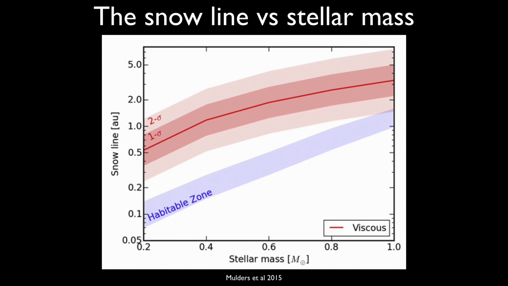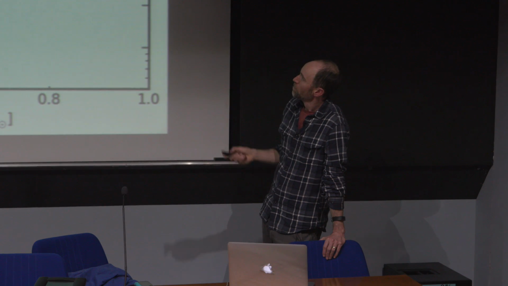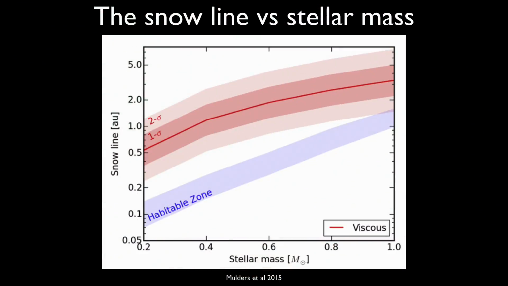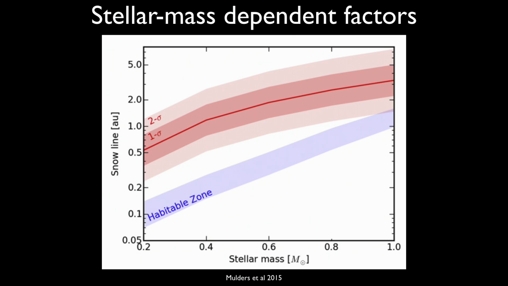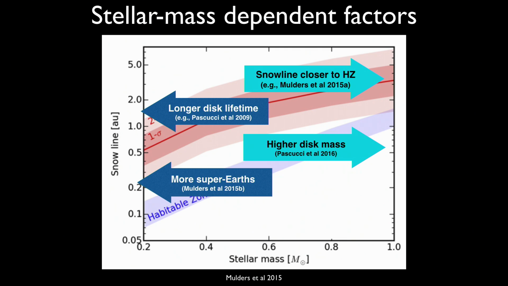So some of the factors that matter are that, like I said, for higher mass stars, the snow line is closer to the habitable zone. But for low mass stars, the disk actually lasts a bit longer, so maybe you have longer to do this. For higher mass stars, there are higher mass disks, which can play in different ways. For low mass stars, they have more super-Earths, which may have migrated. For high mass stars, there are more gas giants, which might do the external pollution thing.